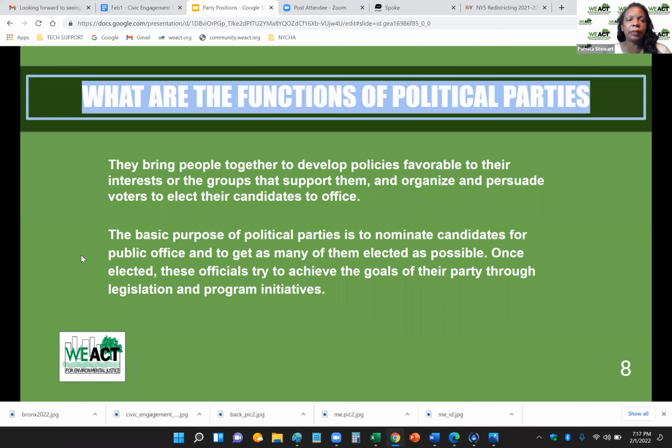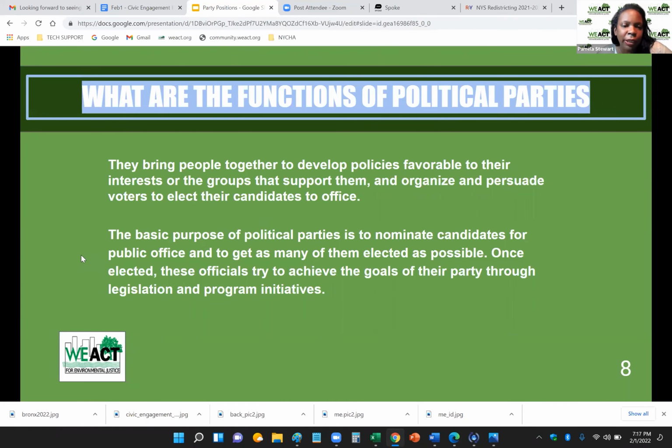What are the functions of a political party? The political party is supposed to bring people together to develop policies favorable to their interests or the groups that support them, and to organize and persuade voters to elect their candidate into office.